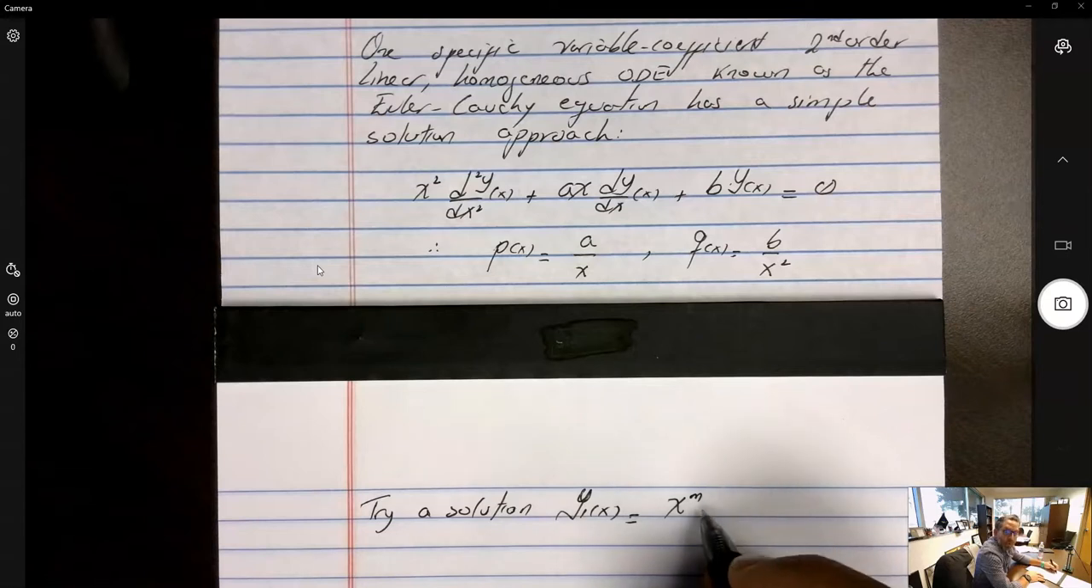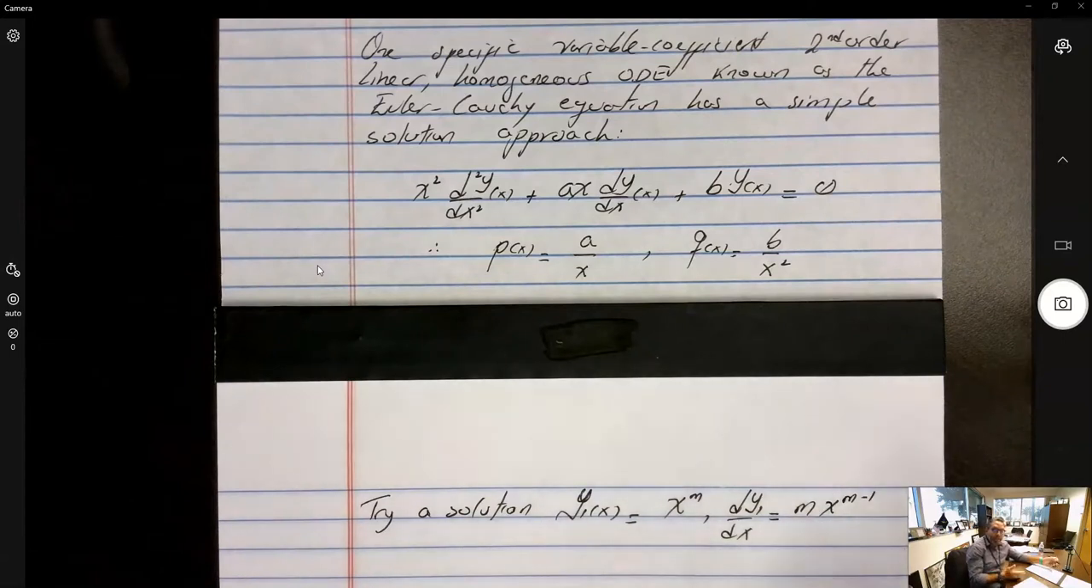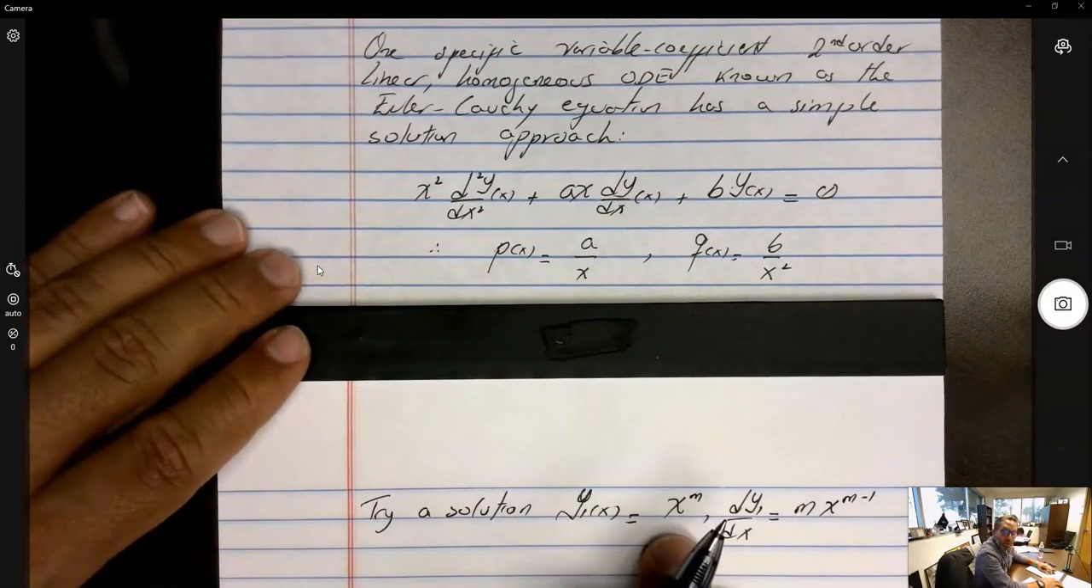Let's try and see if that works. Then the derivative of y1 with respect to x will just be m times x to the m minus 1, and the second derivative will be m times m minus 1 times x to the power of m minus 2, and so on and so forth. So I can take as many derivatives of this polynomial, which may not be a polynomial because m might not be an integer number, so it might be a rational function.